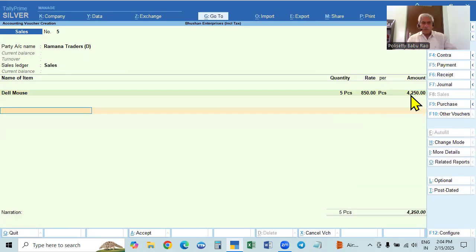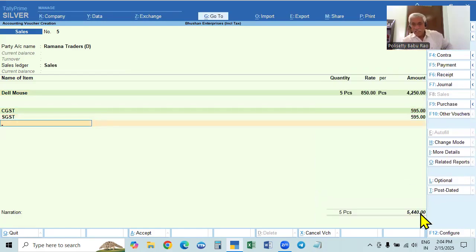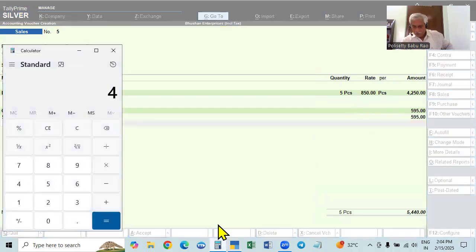And then, if there is another item, we will enter it. Otherwise, CGST, SGST. So we are paying a total amount of 5,440. So each item is 850. 5,440 divided by 5 items means it is 1,088.